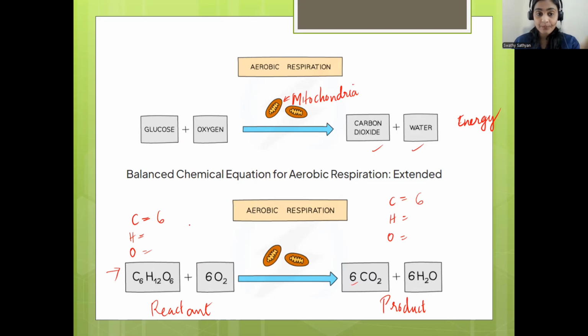What about the hydrogen? How many hydrogens? Very good, 12 hydrogens. And what about the product side? Yes, 6 into 2, 12 hydrogens. What about oxygen? Here we have 6, and here we have 6 into 2, 12. So 12 plus 6, exactly 18 oxygens are there. What about here? Here you have 6 into 2, 12 plus 6 oxygens. So in total, 18 oxygens are there. So it is a balanced chemical equation, right?